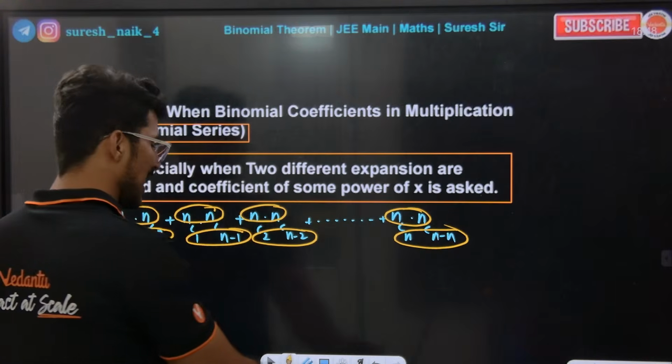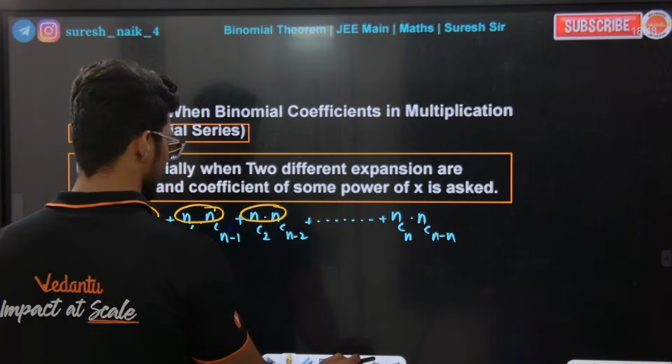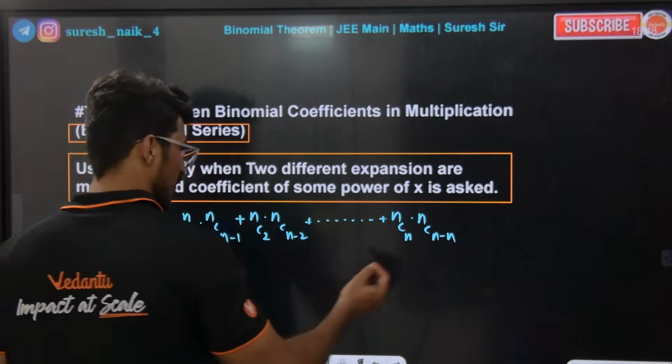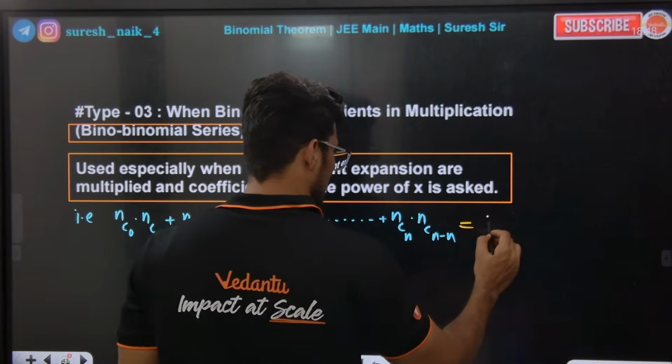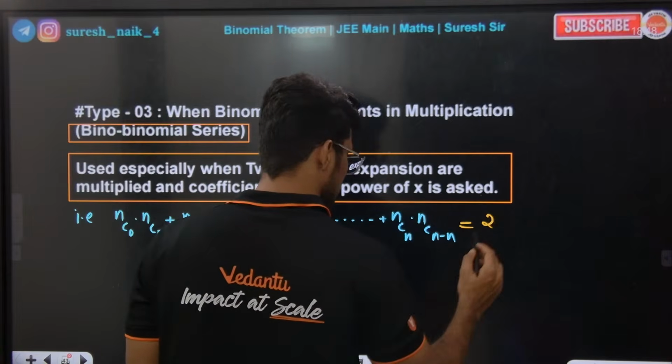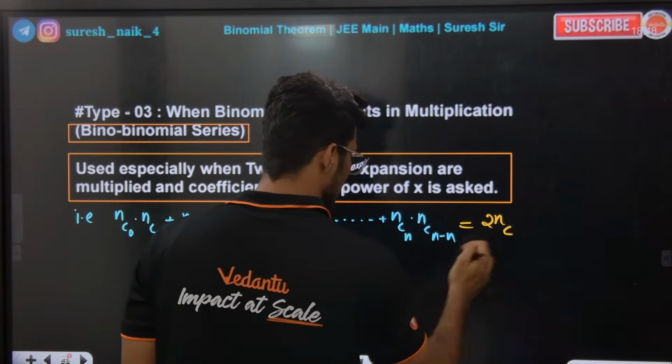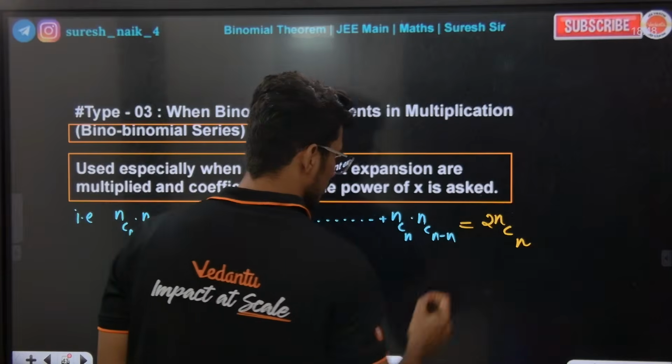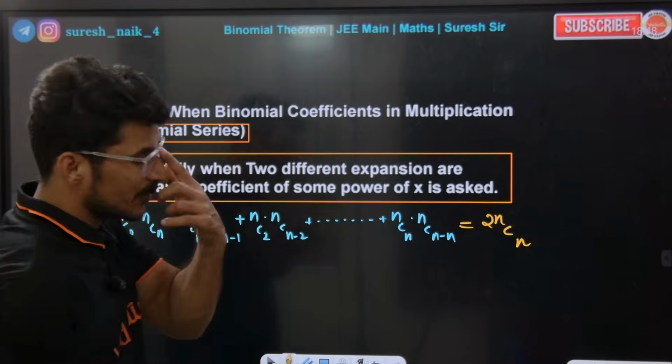In that case we definitely have to use binomial series. Do you know what its result is? The upper suffix sum is 2n, and the lower suffix sum is n. So this is the formula. 2n is supposed to be used.